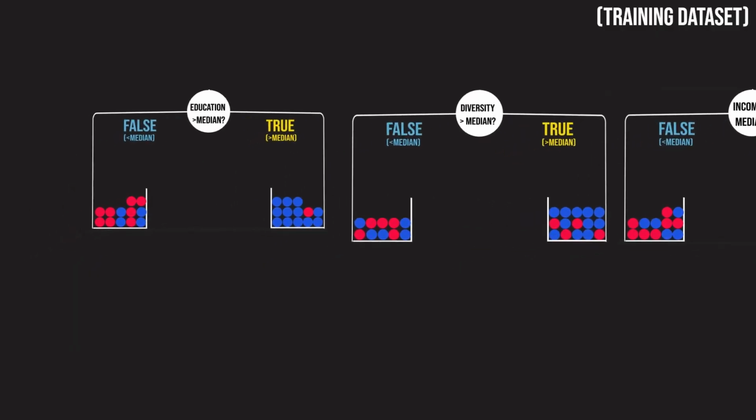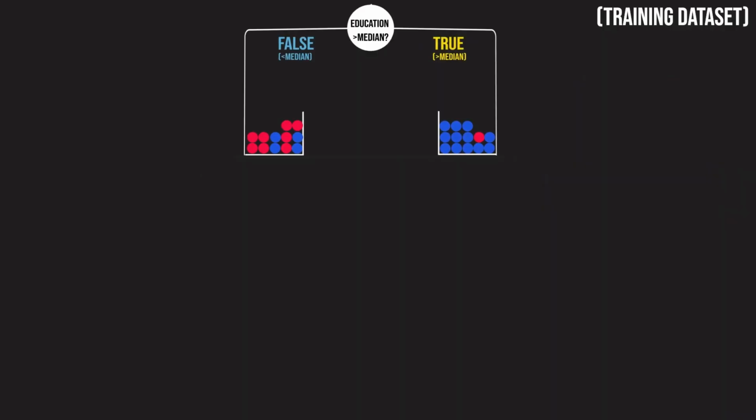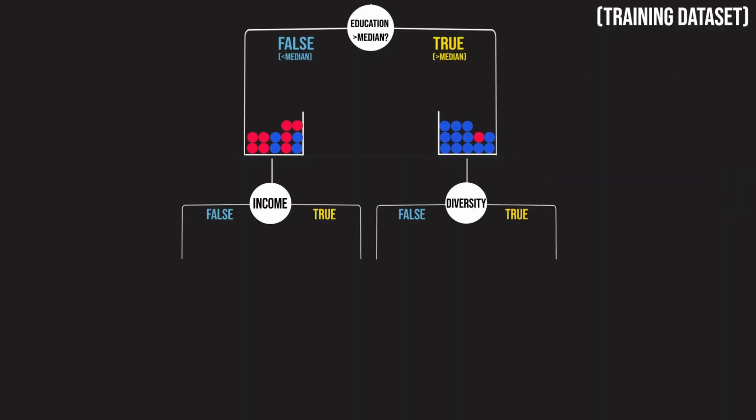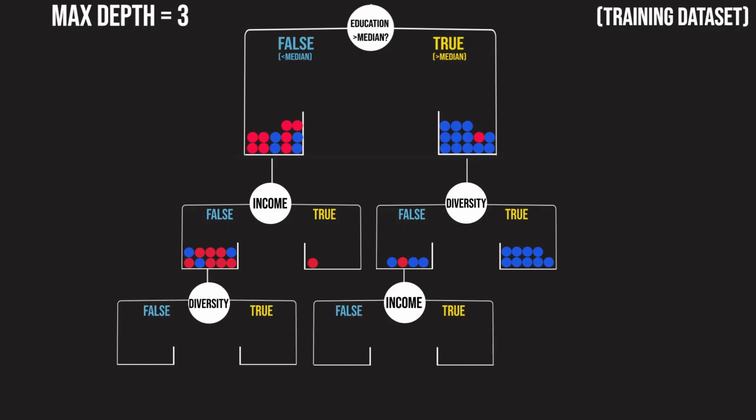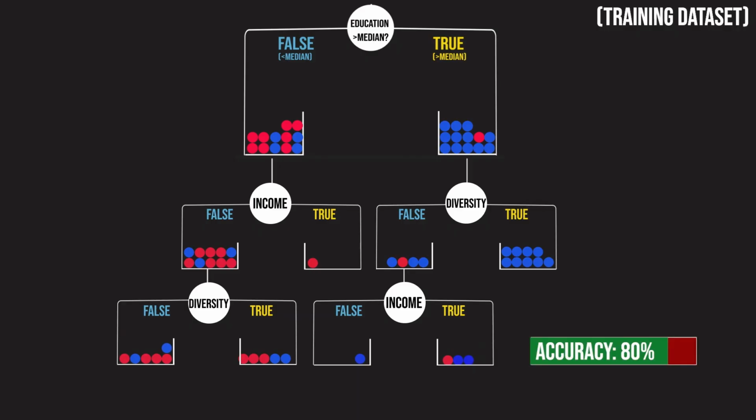After making the first split on education, we now look at the two resulting branches, and once again look at which variables we can split on to further purify our branches. This continues until we reach pure branches or the maximum depth of the tree. Our final tree looks like this, and it has an accuracy of about 80%. This is awesome, considering we only had 3 variables to work with.